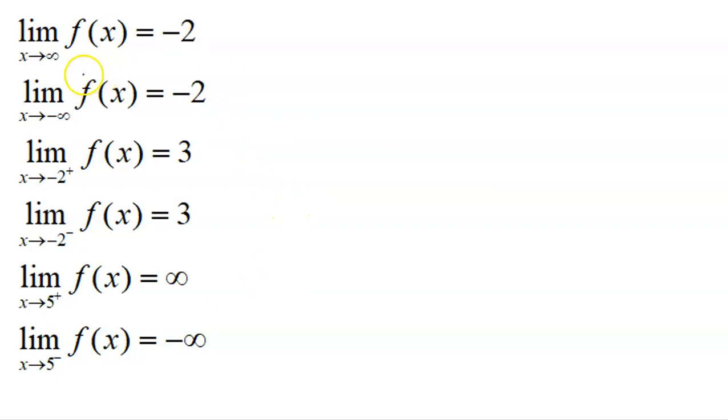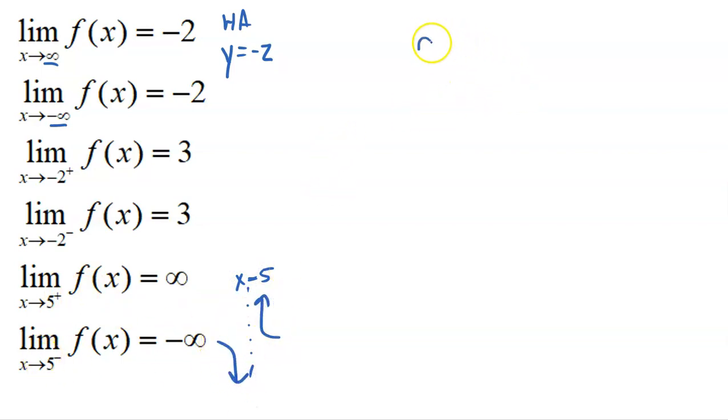All right, so what do I know about this function? The end behavior is at negative 2. The right side and the left end behavior both go towards negative 2. So I have a horizontal asymptote at y equals negative 2. As I approach 5 from the left and the right, I'm going up or down. I can actually draw that. That's going to be a vertical asymptote at x equals 5. The right side is towards infinity. The left side is towards negative infinity.